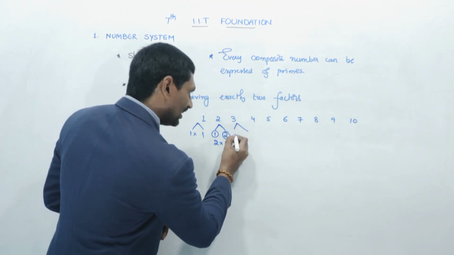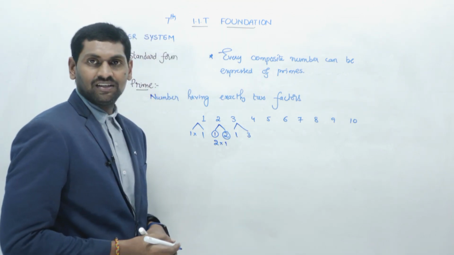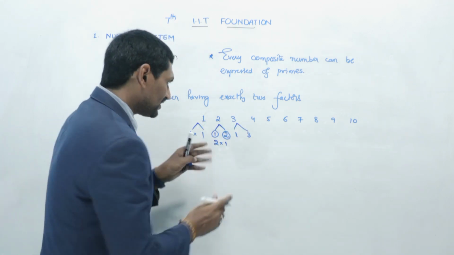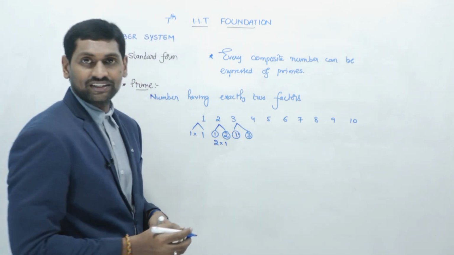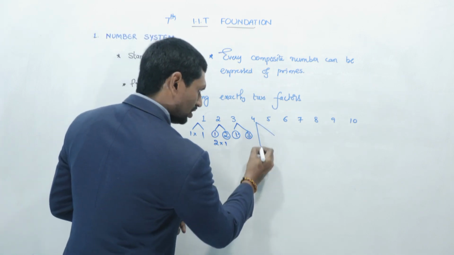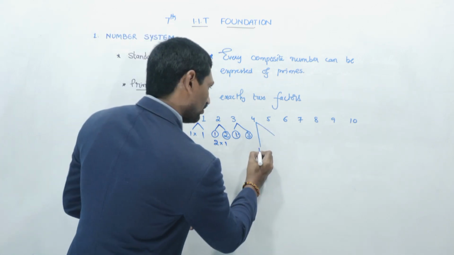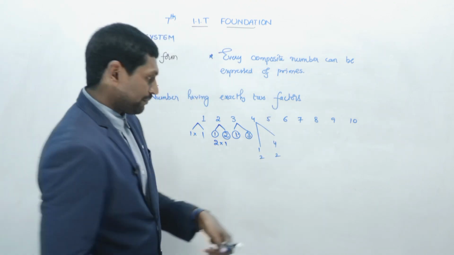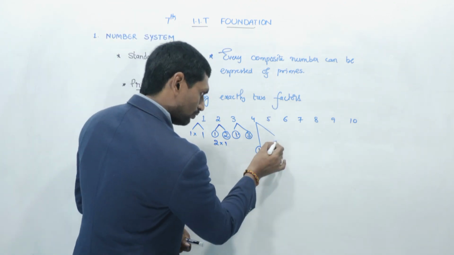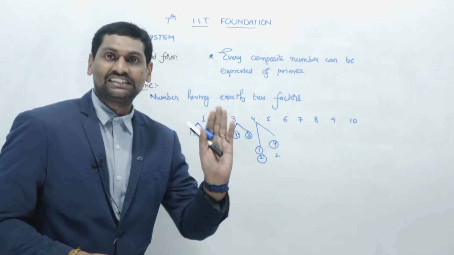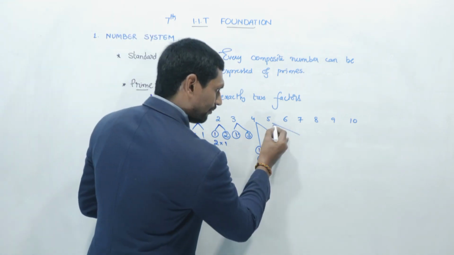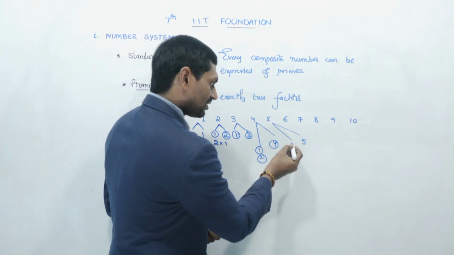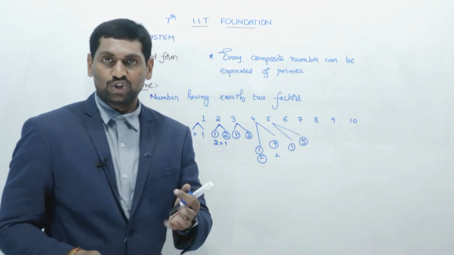What about 3? 1 3s are 3. Will 3 come in any other table? 1 3s and 3 ones, both are the same, right? So it has only 2 factors. Now coming to 4, how many factors does 4 have? 1 4s are 4, 2 2s are also 4. That means 1, 2, 4. How many factors? 3 factors. Now coming to 5, 1 5s are 5 or 5 ones are 5. So 1 and 5, 2 factors.